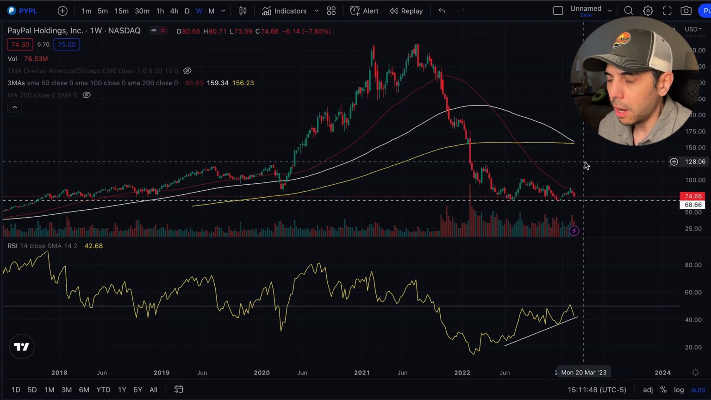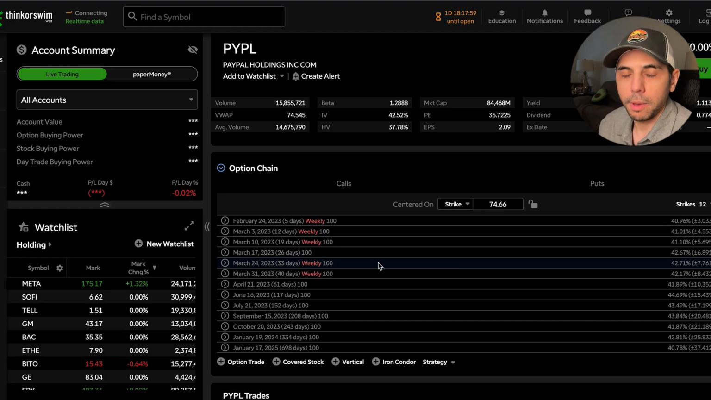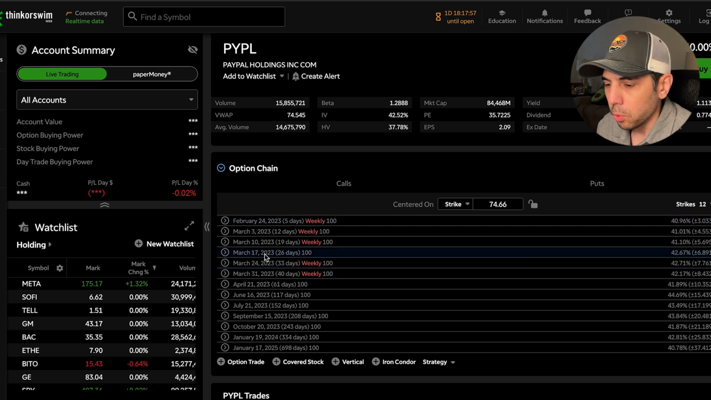So you have a couple different ways you can play. You can obviously just buy the stock. There's nothing wrong with that. But another way you can think about playing it is through options. So one strategy you can do is you can sell puts at the $70 level.